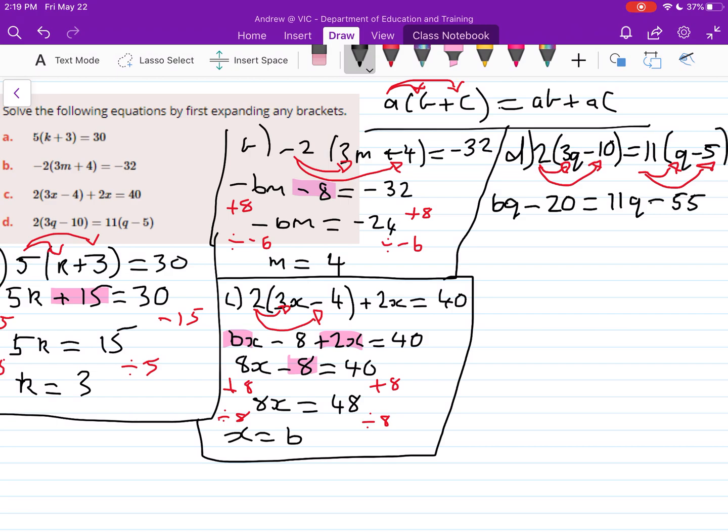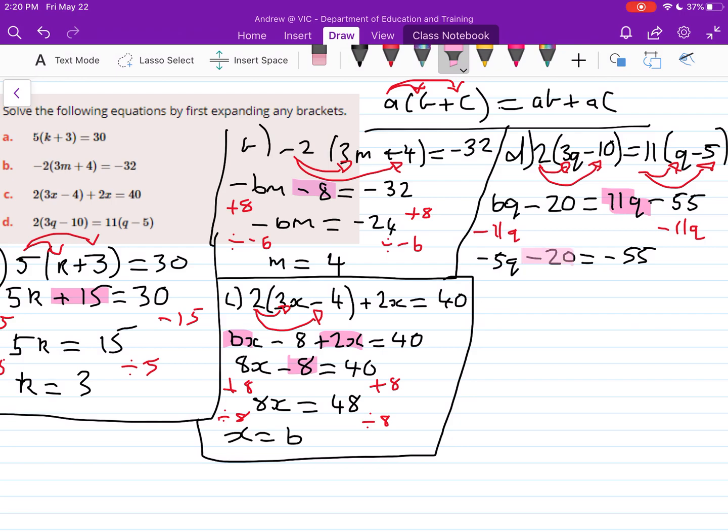So now we have variables on both sides, so I like to get them all on the one side, and I often like to get them on the left. It doesn't matter, you can get them on the left or the right. Okay, so I'm going to take away this 11q to both sides to get them all on the same side. So 6q minus 11q gives us negative 5q minus 20 is equal to negative 55. Alright, so we've got our q's together. Now we just need to get it by itself.